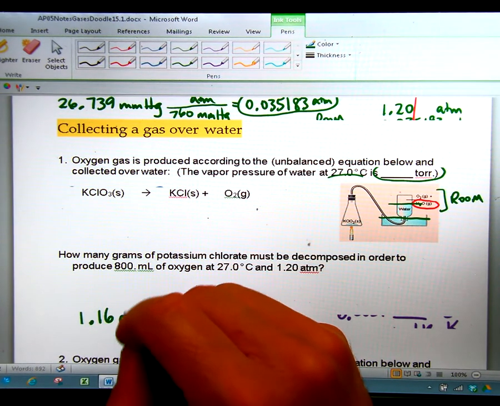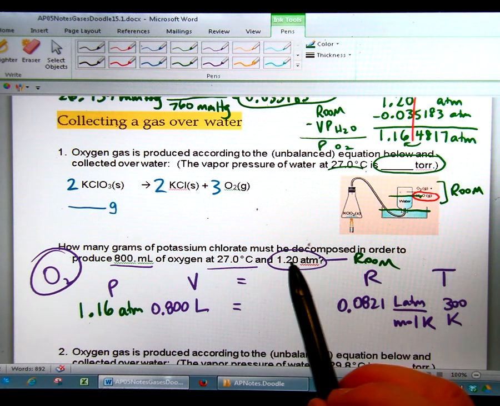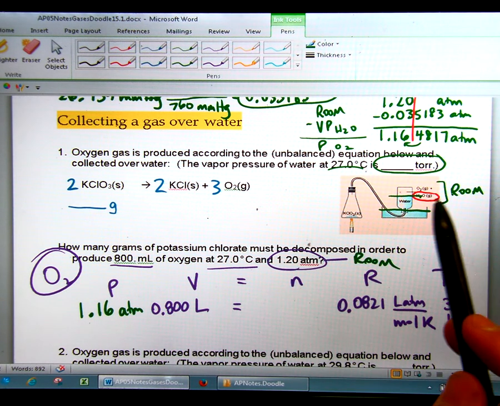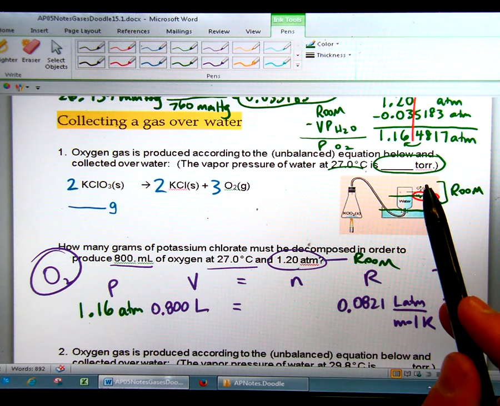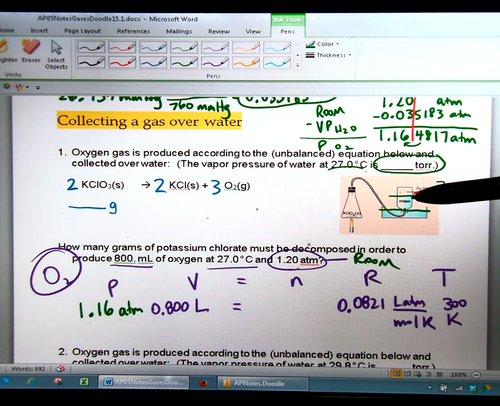So let's just review one more time what we were doing there. We knew the pressure of the room. The room was 1.20. The room pressure is going to match the sum of the oxygen, in this case, in the jar, and the water vapor, as long as you take this jar and push it underneath the surface of the water until this level matches that level. So that was the room pressure, not the oxygen pressure. We had to get the oxygen by itself. So we take the room minus the water vapor to get the oxygen.